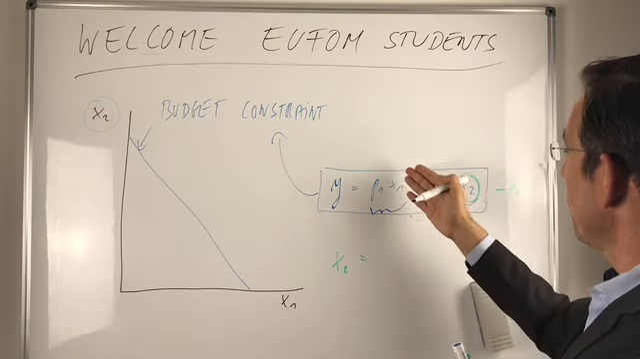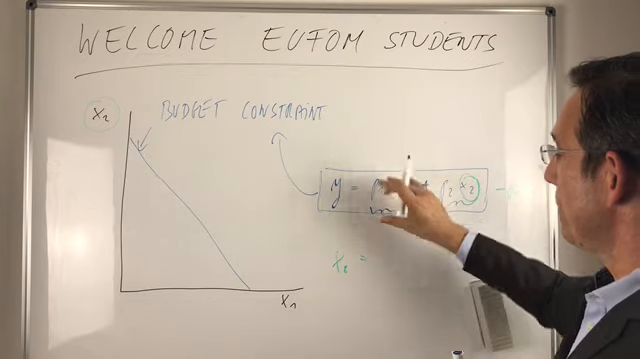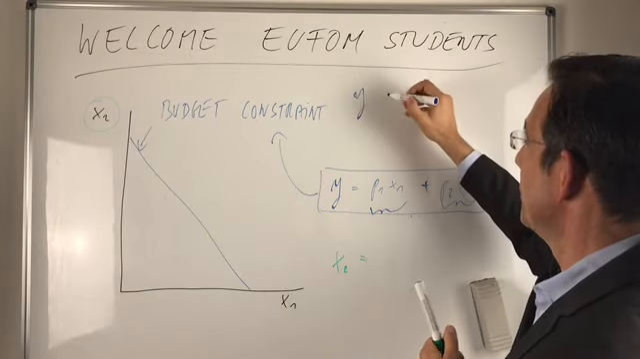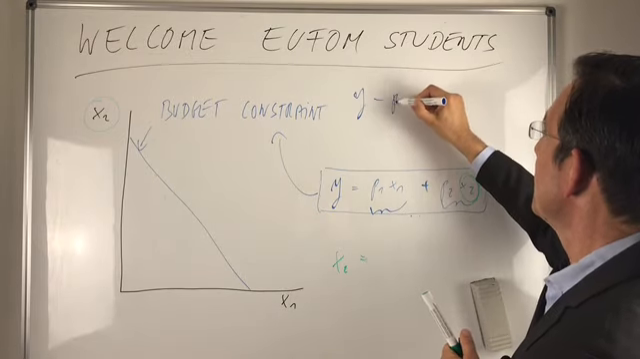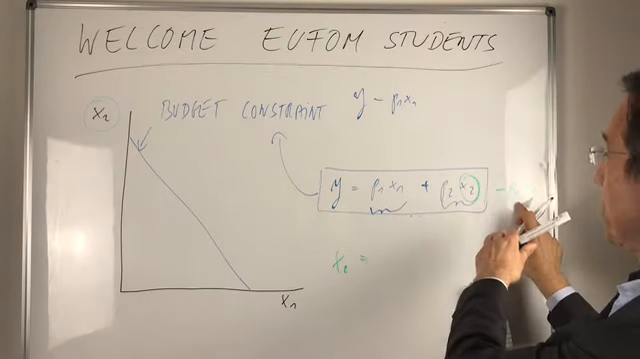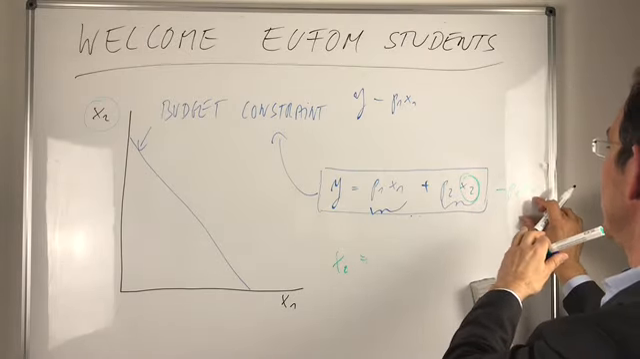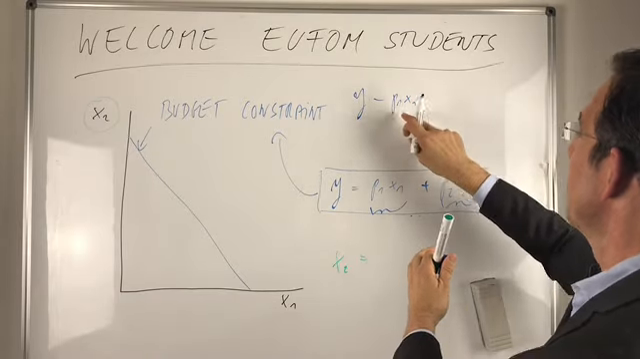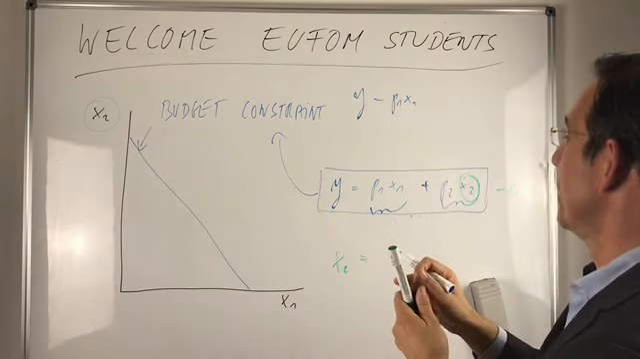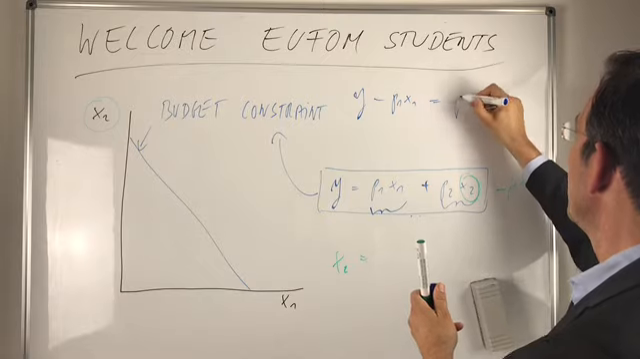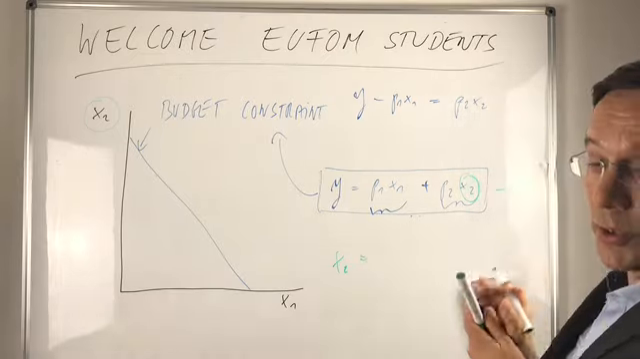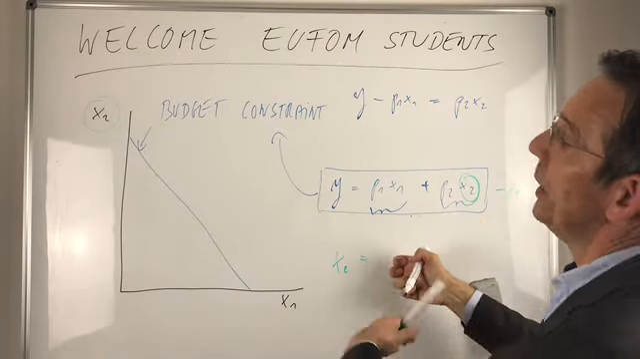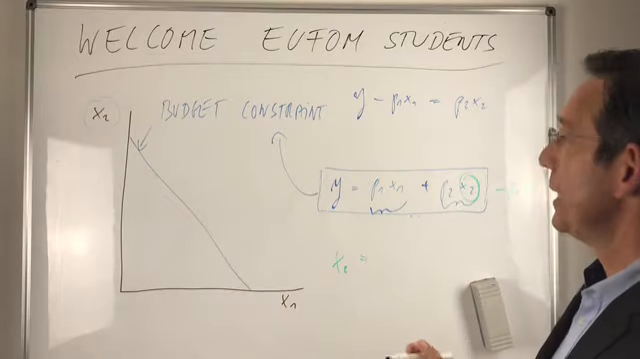And if we subtract from the right side, then this part disappears, and on the left side we have, now let's do it, y minus P1, x1, right? We subtract P1, x1 from both sides of the equation, and then we end up with y minus P1, x1 on the left-hand side of the equation. And on the right-hand side, we have P2, x2, right? So we are pretty close to our target. We want to isolate x2, that's our target, to draw the budget constraint in such a diagram.